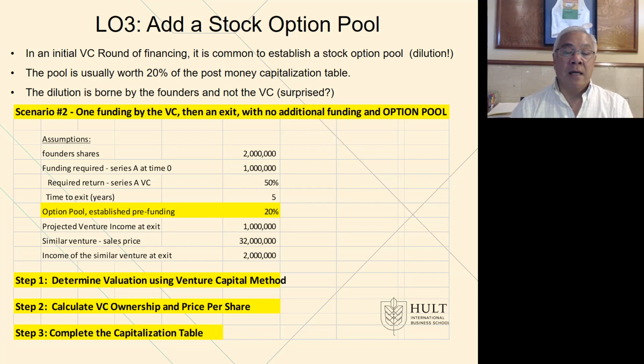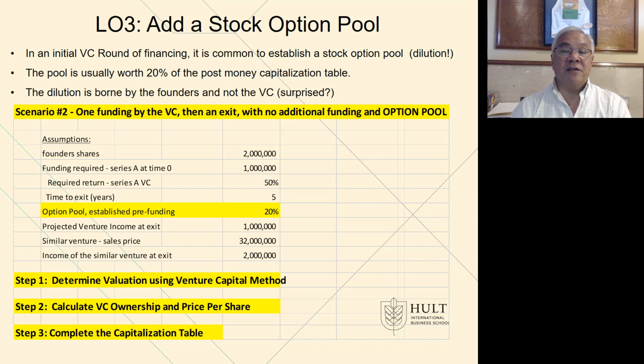All right, next, let's add a stock option pool. We're going to keep everything identical except for what's in yellow here, which is the option pool. And a word about option pools. Option pools are for the intention of giving the company something to induce people to join the company. They could be employees or managers. They could be other parties that would do some work for the company, contractors, for example.